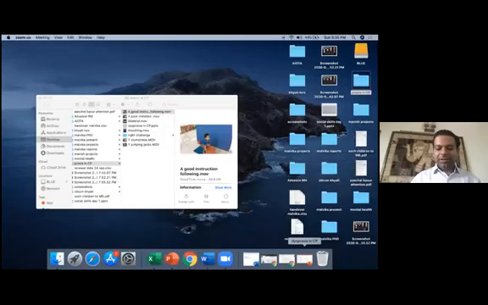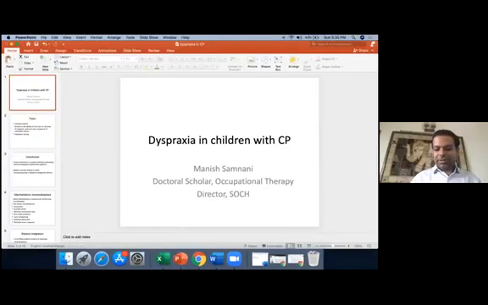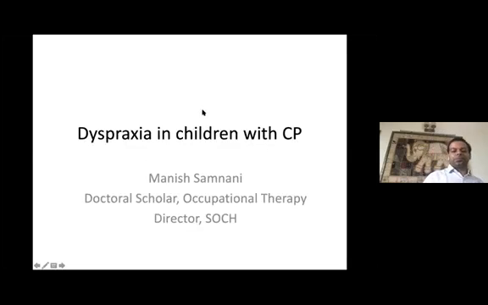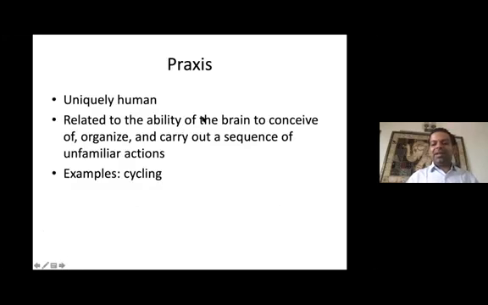So having said that, let's go to the topic we have today. I hope my screen is visible. The second part of sensory integration, after completing sensory modulation, is dyspraxia in children with cerebral palsy. Dyspraxia is difficulty in praxis. However, we should first understand what praxis is to be able to understand what the difficulty would look like, and how it would be assessed and treated.